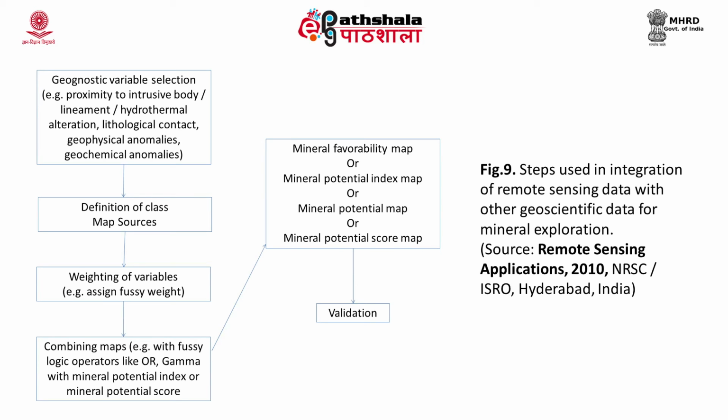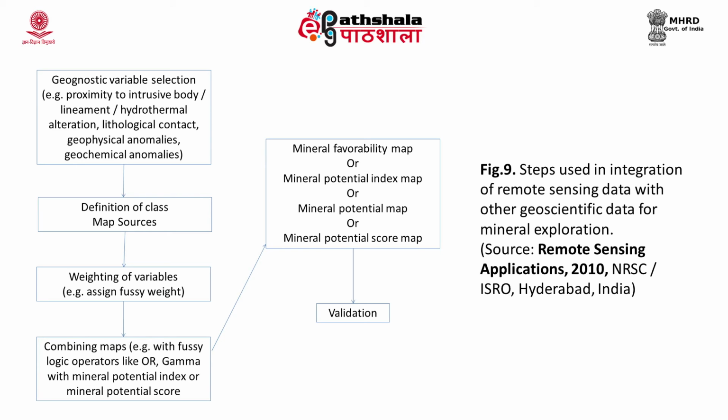That is, for example, we are going to find out a particular mineral deposit. So, whatever area we have selected, how far it is from the intrusive body, or the proximity to intrusive body, lineament, hydrothermal alteration, etc. Or we can go for the lithological contact, we can find out the geophysical anomaly or geochemical anomaly. Those information we can select, we can categorize, then we can prepare the different class map sources we can develop.